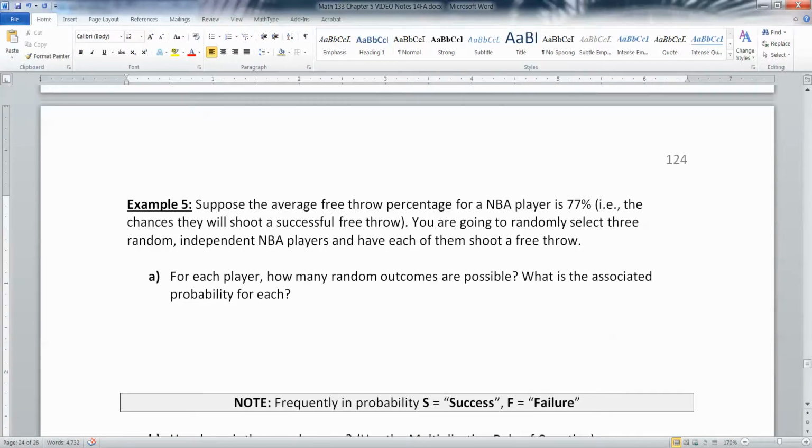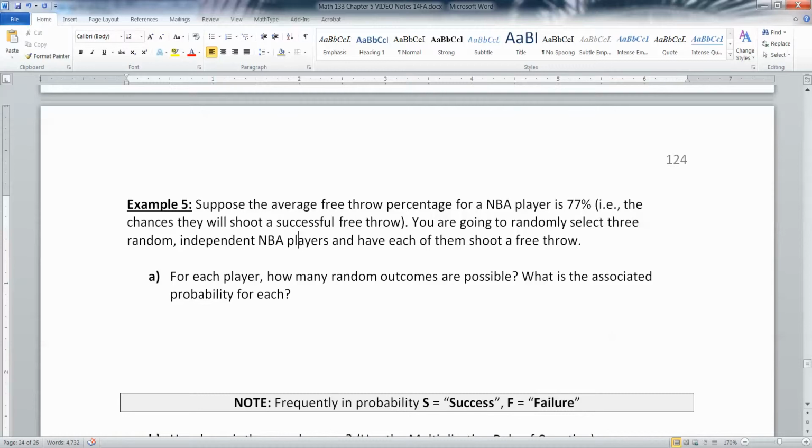Suppose the average free throw percentage for an NBA player is 77%. So in other words, the chances when they go up to the free throw line that they're going to make a successful shot is 77%. You're going to randomly select 3 random independent NBA players, people that have nothing to do with each other, and have each of them shoot a free throw.